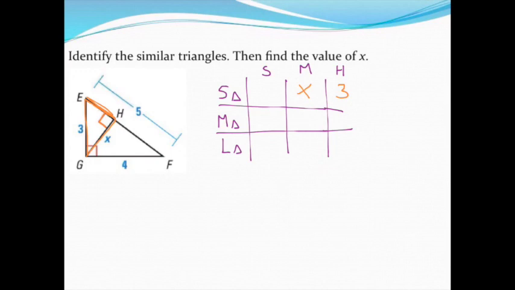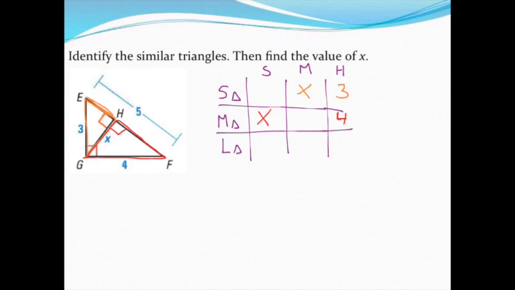So let's switch colors and let's trace out the medium-sized triangle. So right here in red is my medium triangle, and there's my right angle. So once again, I can see 4 is my hypotenuse. It's across from that right angle, so I'll put 4 in my chart. This time, x is the short side of that medium triangle, and I don't know what the medium length side is, but maybe that's okay.